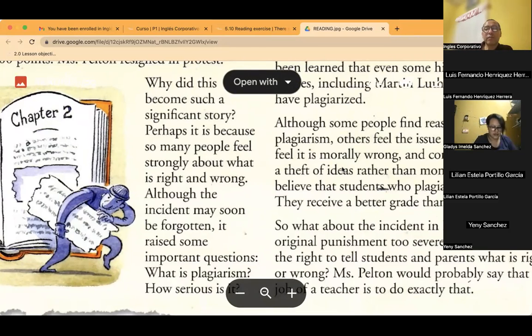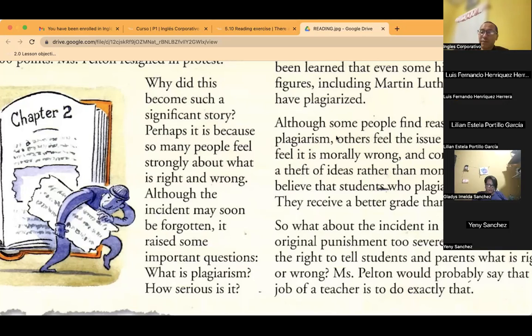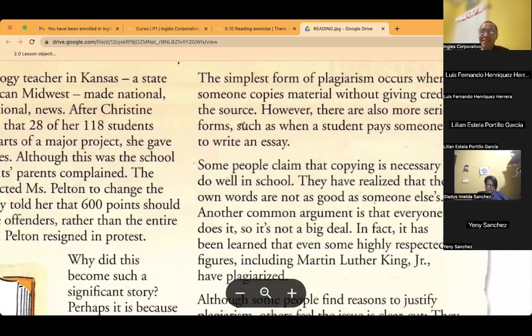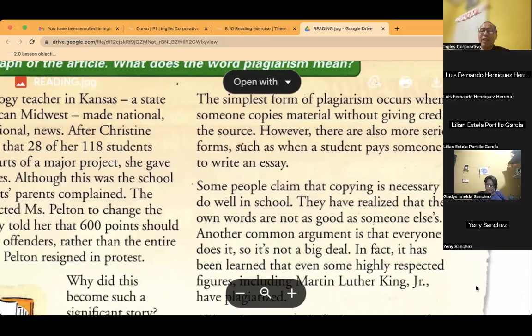Why did this become such a significant story? Perhaps it is because so many people feel strongly about what is right and wrong. Although the incident may soon be forgotten, it raised some important questions. What is plagiarism? How serious is it? Okay, good. All right. Jenny, please read the next paragraph.